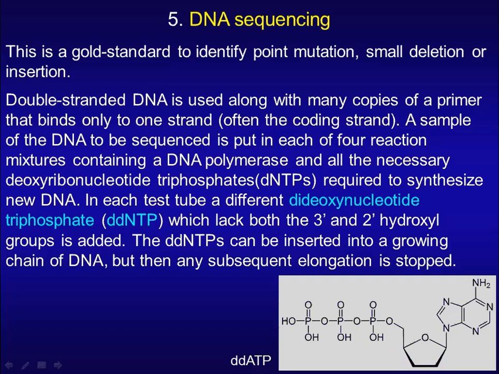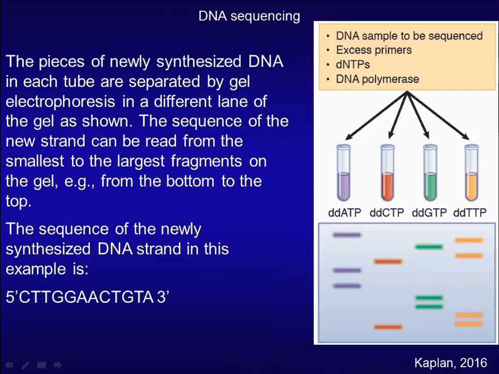These ddNTPs can be inserted into a growing chain of DNA, but then any subsequent elongation is stopped. Pieces of newly synthesized DNA in each tube are separated by gel electrophoresis in 4 different lengths, as shown here. The sequence of the new strand can be read from bottom to the top.